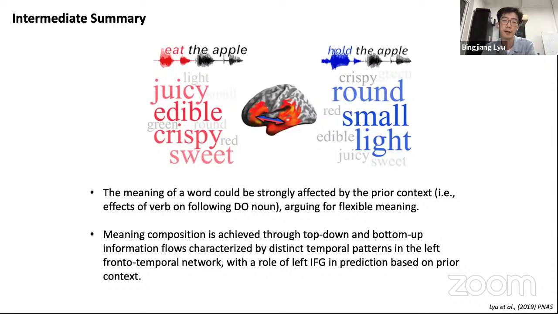So this study shows the meaning of a word could be strongly affected by the prior context, arguing for flexible meaning. Such a contextualized word interpretation is achieved through top-down and bottom-up information flows characterized by distinct temporal patterns in the left frontal temporal network, with the role of the left IFG in predicting based on the prior context.